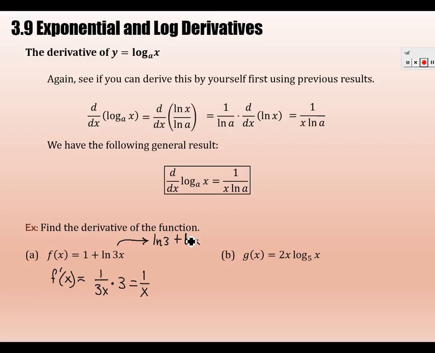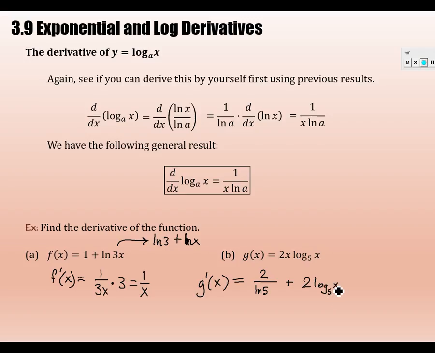And then B, I don't have anything nearly as interesting to say about B, but anyone want to shout out what you got here? Who's got this one? Ian, take it away. I got 2 over ln 5 plus 2 log base 5 of x. Yeah.